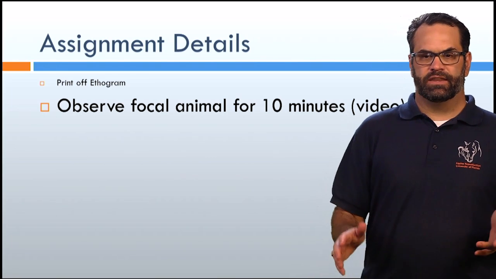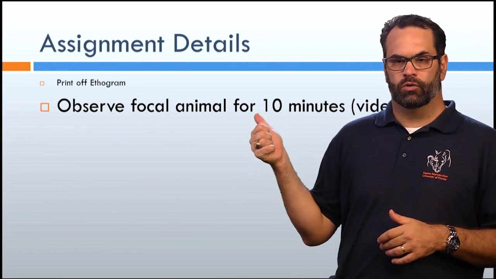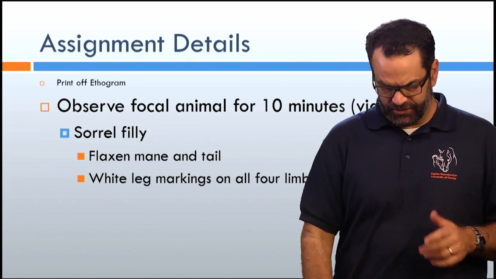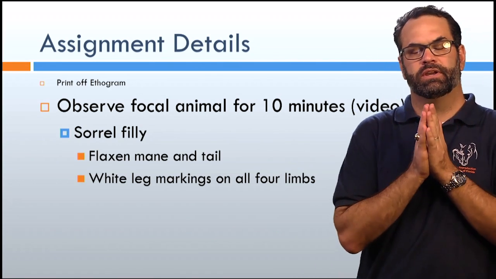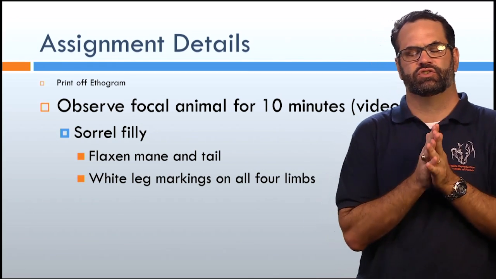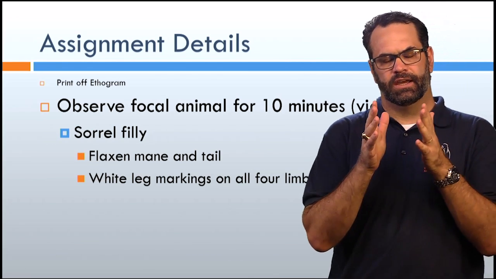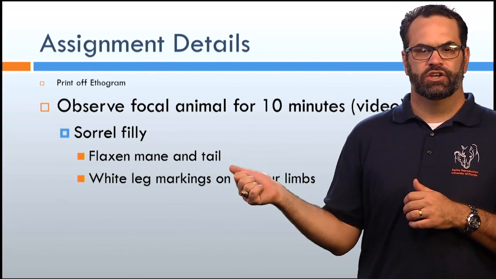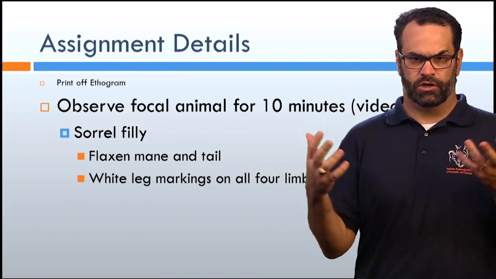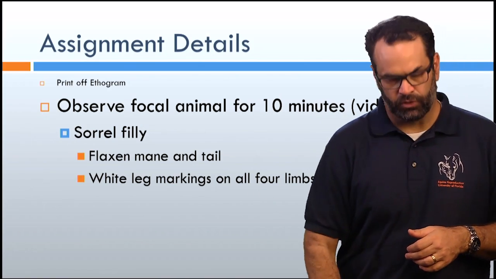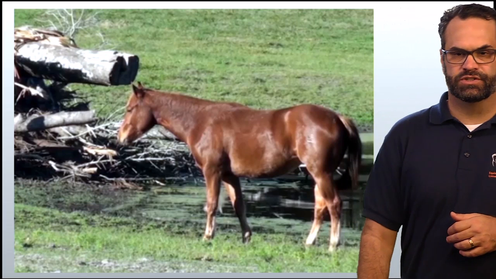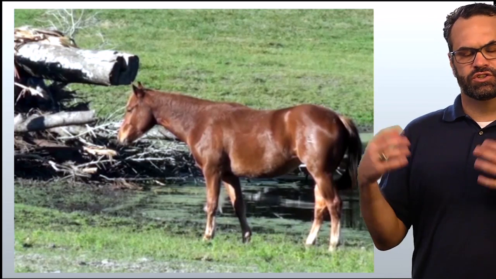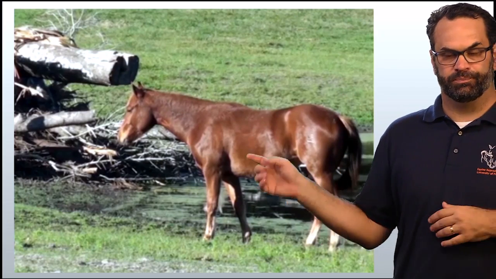So once you do that, the next thing you want to do is watch the focal animal for 10 minutes on a video that we provide for you. And your focal animal is going to be the sorrel filly. Now this is a mixed pasture of colts and fillies, and they're all different colors. The sorrel filly, which I'm going to show you in a second, has a flaxen mane and tail, meaning blonde, and she has white markings on all four limbs. So this is the horse that you are going to observe and focus on in the video. That's your focal animal.